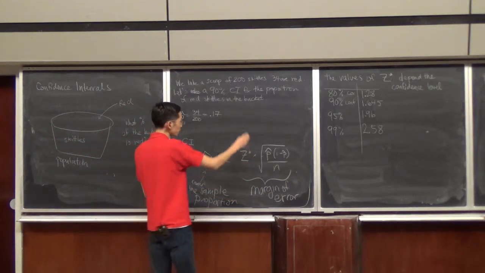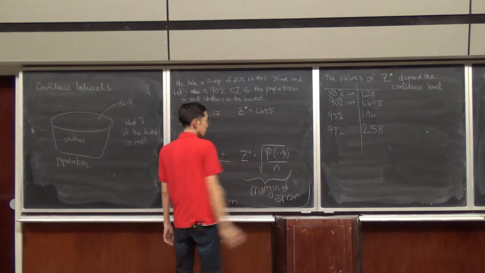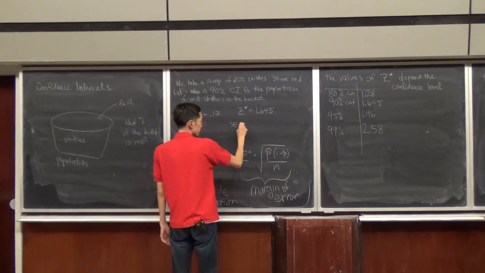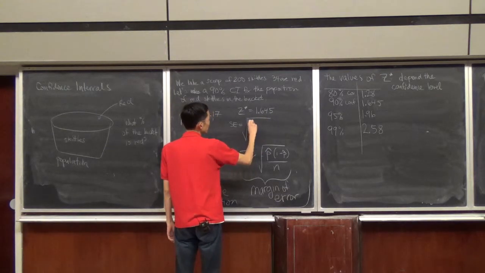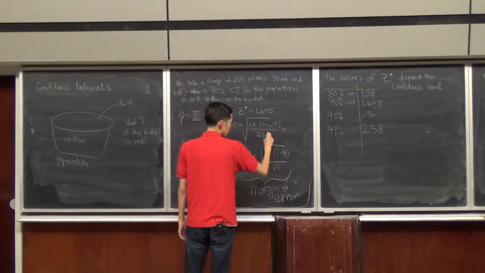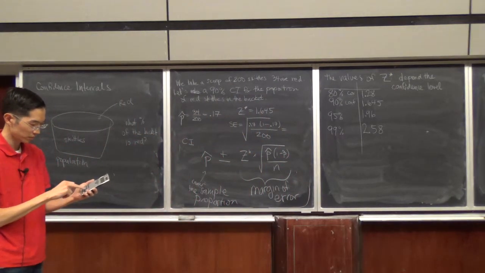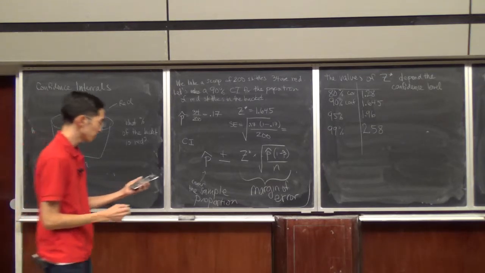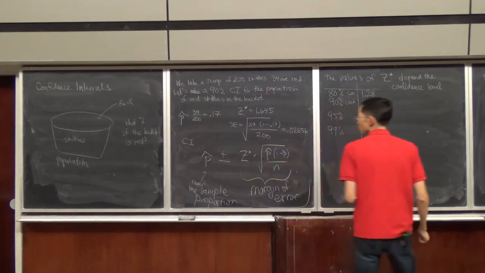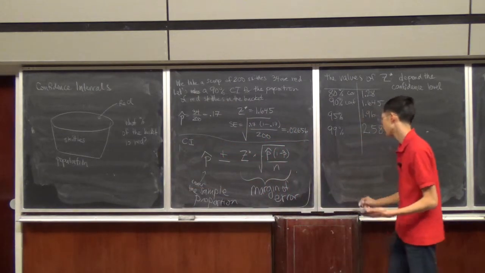If I'm using 90% confidence, what is my z star? 1.645, for 90% confidence. And then this part, we call this the standard error. It's going to be 0.17 times 1 minus 0.17, divided by 200, my sample size. I get 0.02656. SE stands for the standard error.